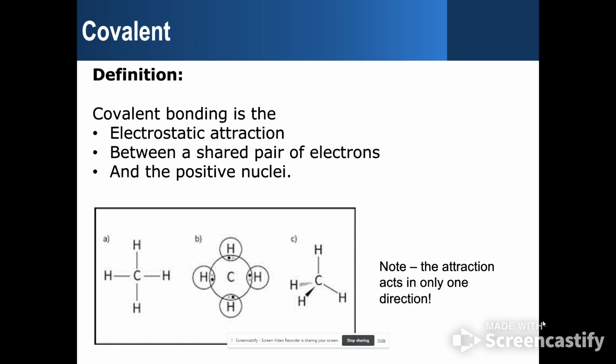Diagram C shows the 3-dimensional structure. The hashed line to the H on the left-hand side of diagram C, the dashes show that that hydrogen is going behind the screen or behind the paper if it's an exam paper. The wedge shape for the middle hydrogen at the bottom shows that it's coming out of the screen or out of the paper. And the attraction in a covalent bond is only in one direction. It's between the two nuclei. It is not a three-dimensional attraction.